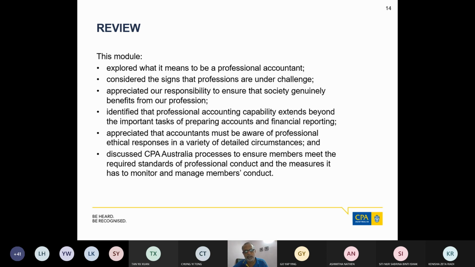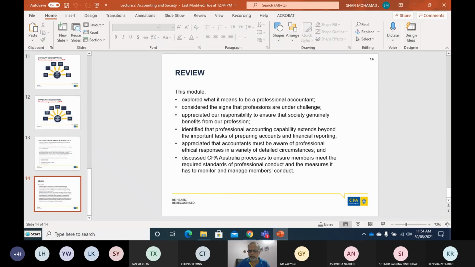Okay, so we have discussed the CPA Australia process to ensure members meet the required standard of professional conduct and to monitor and manage members' conduct. Okay, so hopefully at the end of this, unfortunately, this time we only got 1 hour. So any questions, please leave it for the tutorial class.